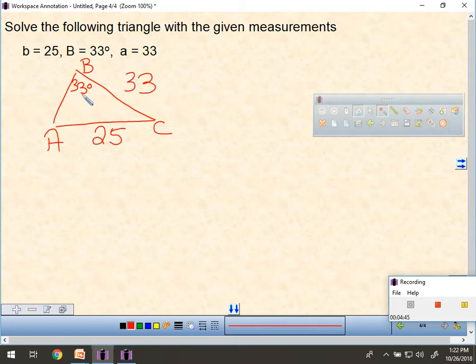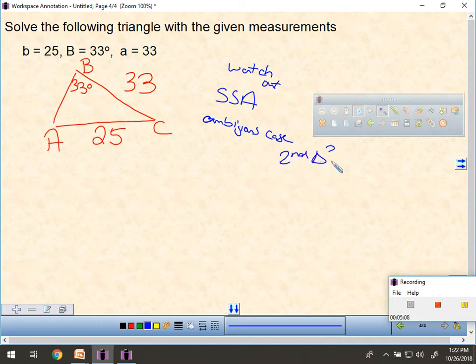So I've got a 33-degree angle, and these are my two sides. Well, I'm going to put a little note right here. You have to watch out for this one, because this is a side-side-angle situation, so that is the ambiguous case. It's been a while since we've done one, but it's the ambiguous case, which means there might be a second triangle, and we're going to test for that in a minute. But right now, let's just worry about the first triangle.